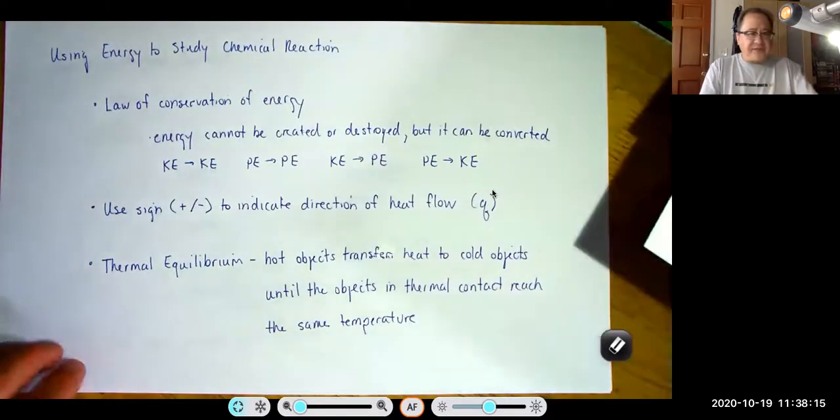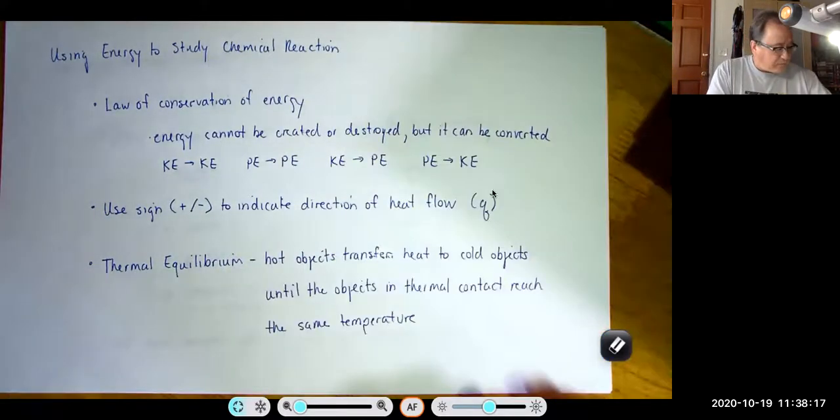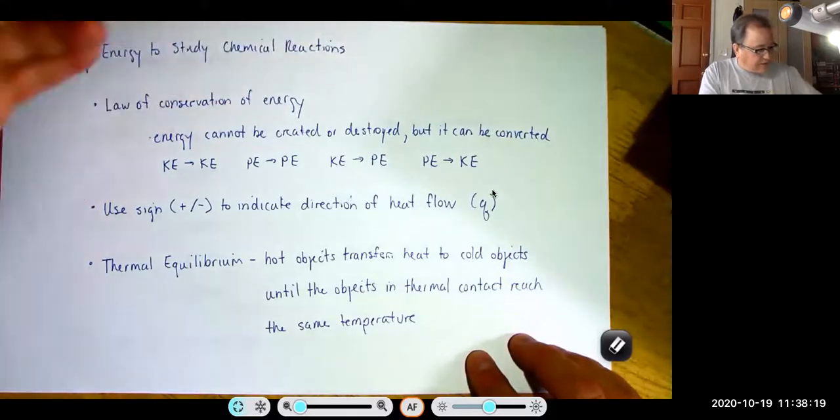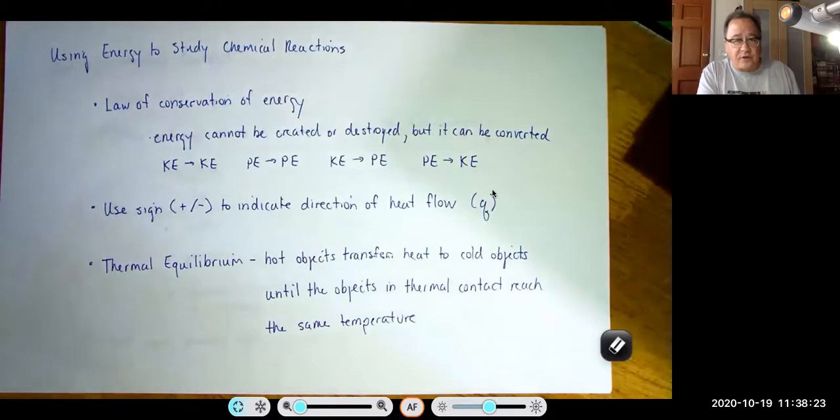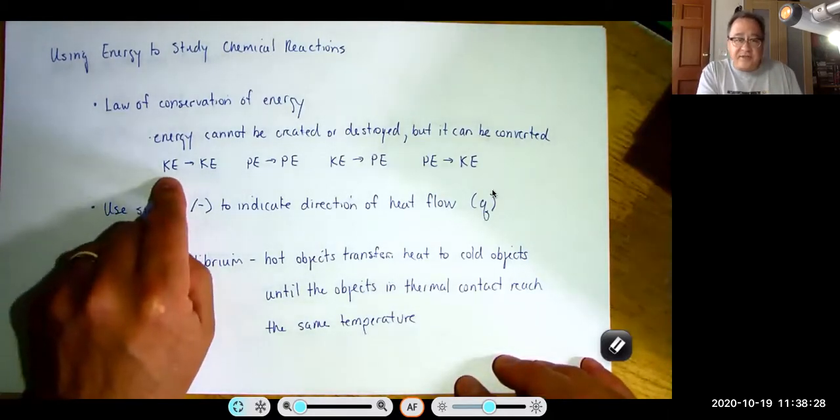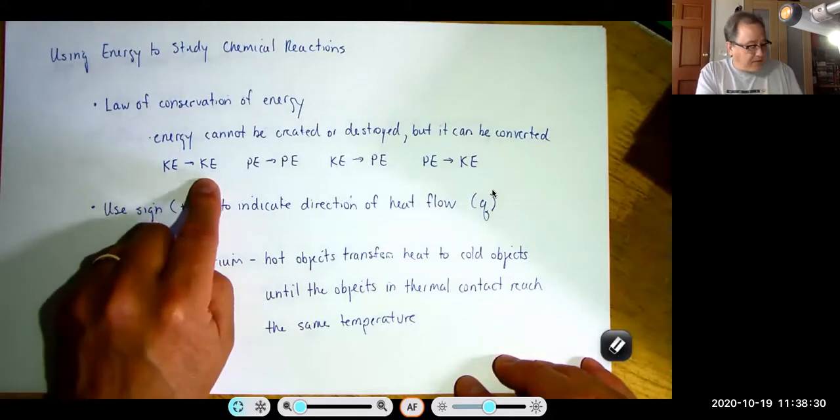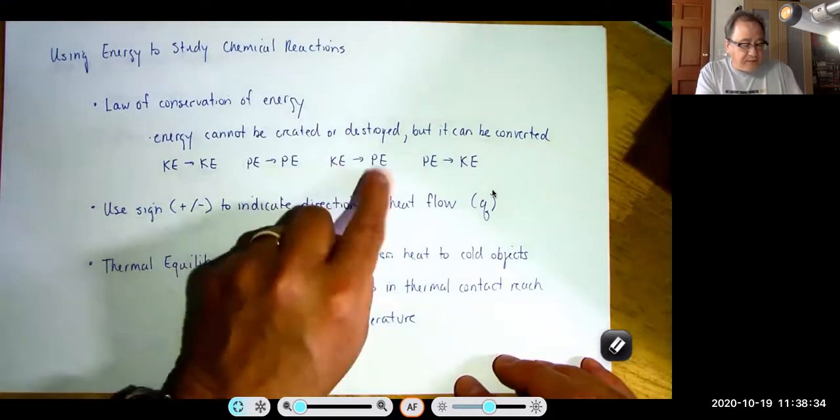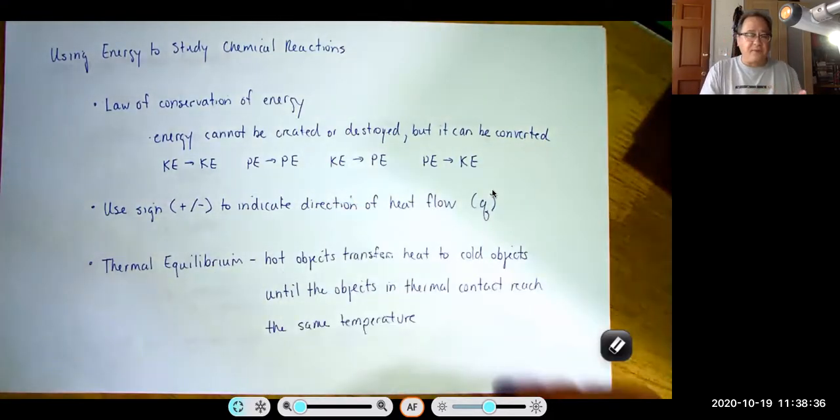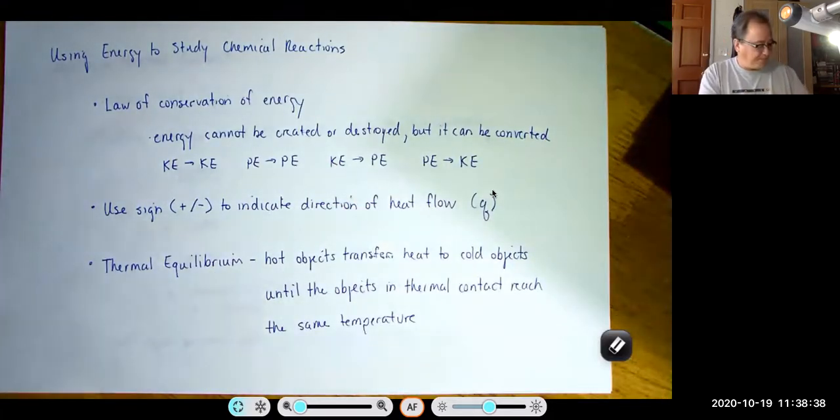So, using energy to study chemical reactions, basically we use these three ideas. The law of the conservation of energy, which says that energy cannot be created or destroyed, but it can be converted. You can take kinetic energy and turn it into another type of kinetic energy, potential energy into another type of potential energy, kinetic into potential and potential into kinetic. So we can convert it, but we can't change the amount.